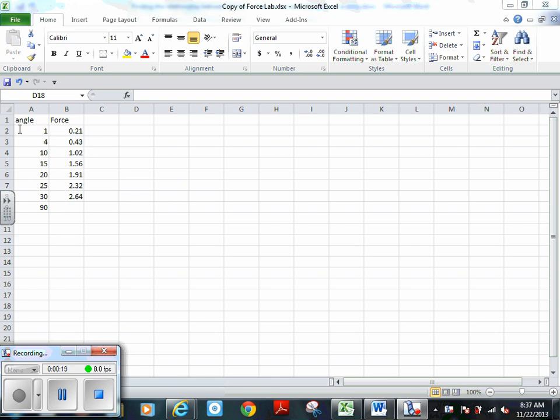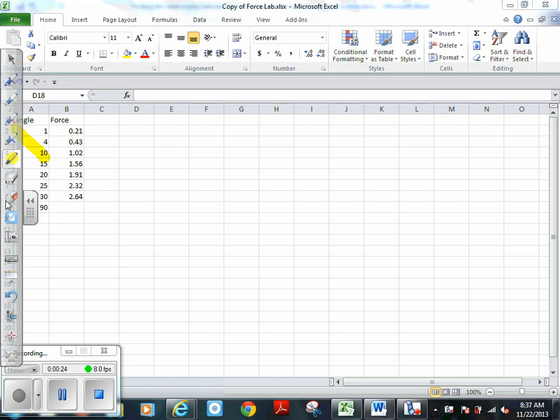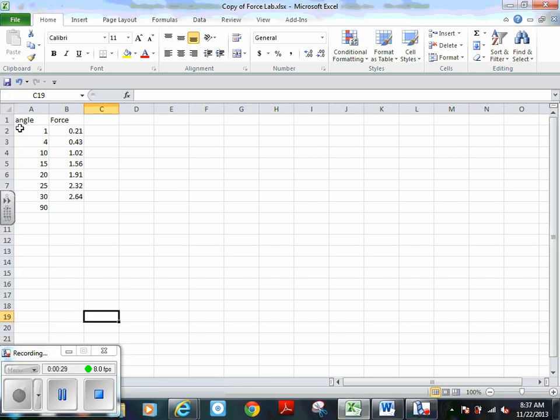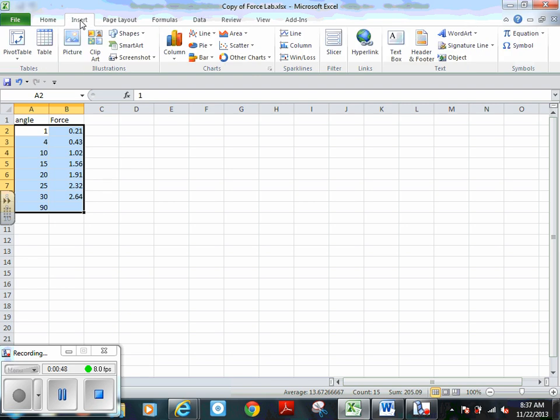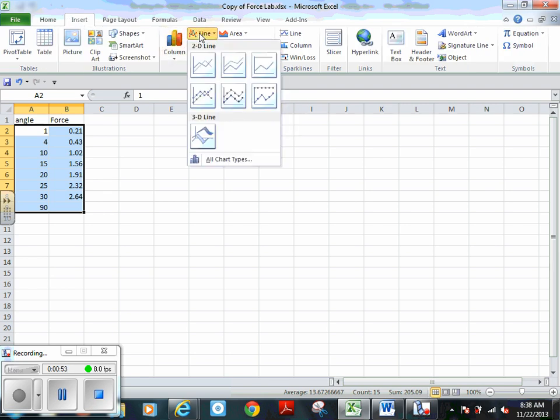Okay, so here is some data that we got from this type of lab, and the first thing you want to do is keep in mind that Excel will put whatever your first row or your first column is on the x-axis. And I want your angle number to be on the x-axis. So this would be the angles, this will be the force. Once you have that all highlighted, then you can go to Insert, and then you want to choose a scatter plot, remember?